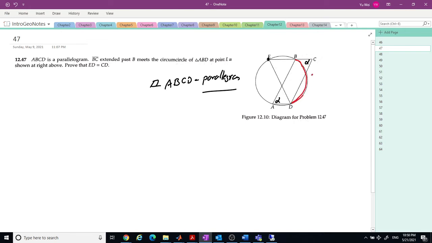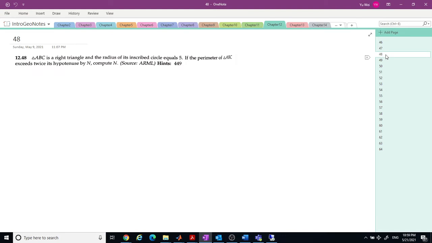So this arc is 2 alpha, right? And this arc also expands the angle BED, so BED is half of that, so it's alpha. So now you know it's alpha and alpha, right? And what does it mean? That means EDC is an isosceles triangle. Then you can see ED equals CD. Okay. Next. From that problem we can see the angle tracing along the circle is very important.